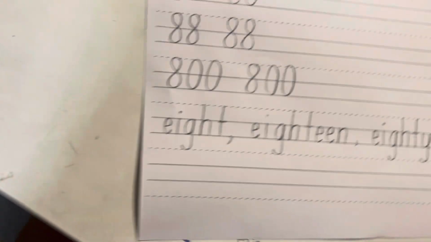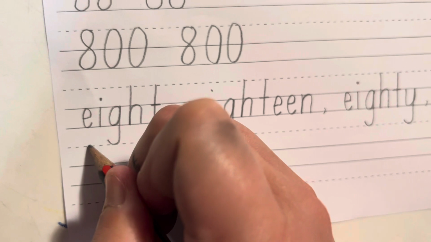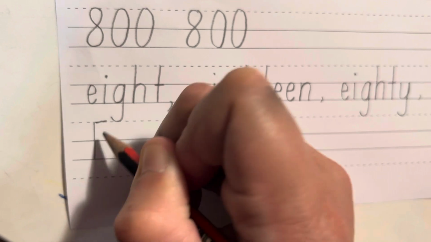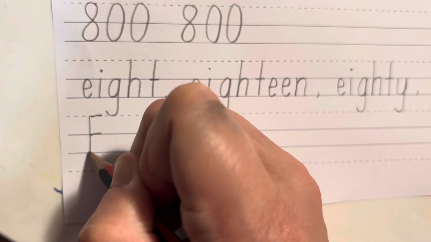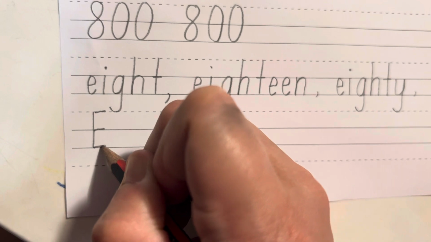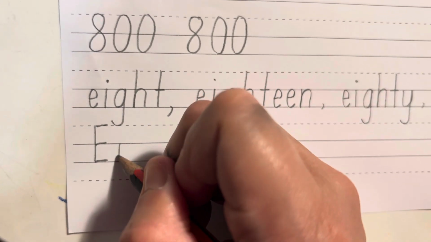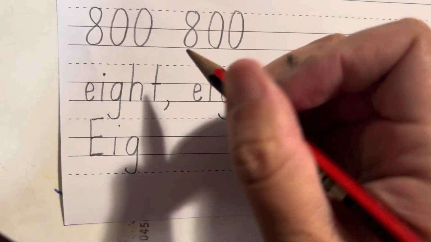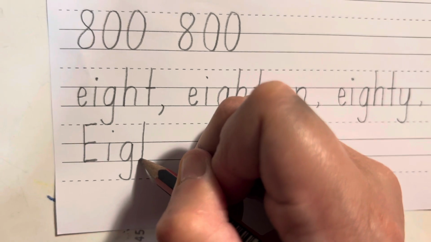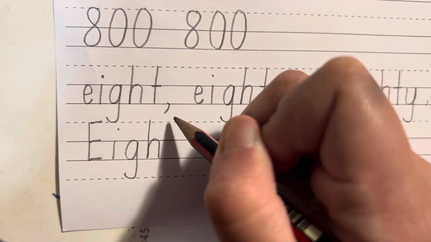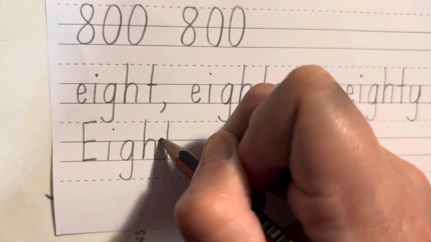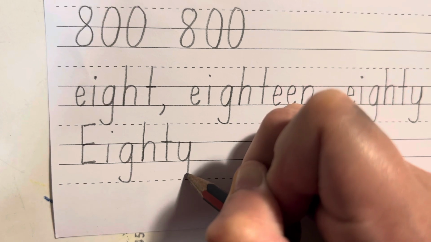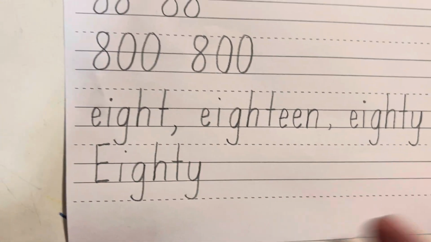We're going to start with the uppercase E for eighty. So straight down, cross, cross, cross, and I, G around and all the way down, touching the bottom line. Tall letter H down, up and around. T, cross on the line, and Y. So round and up and all the way down. You have your finger space.